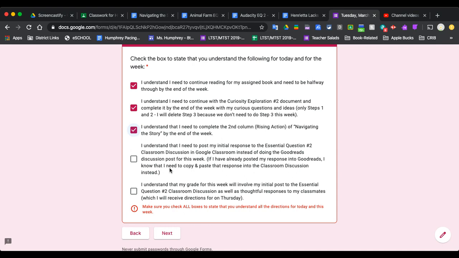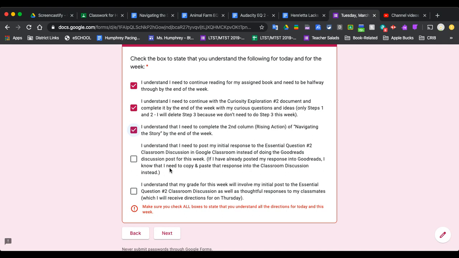Second to last part, this is the funky part, and this is where we've kind of changed things up since we last spoke. So I love the idea of having everyone in a Goodreads discussion with other people from other classes, but because of our current situation and doing things virtually, I have, instead of doing Goodreads discussion for this week, and I know some people are a tad bit ahead and have already posted, I'll address that.